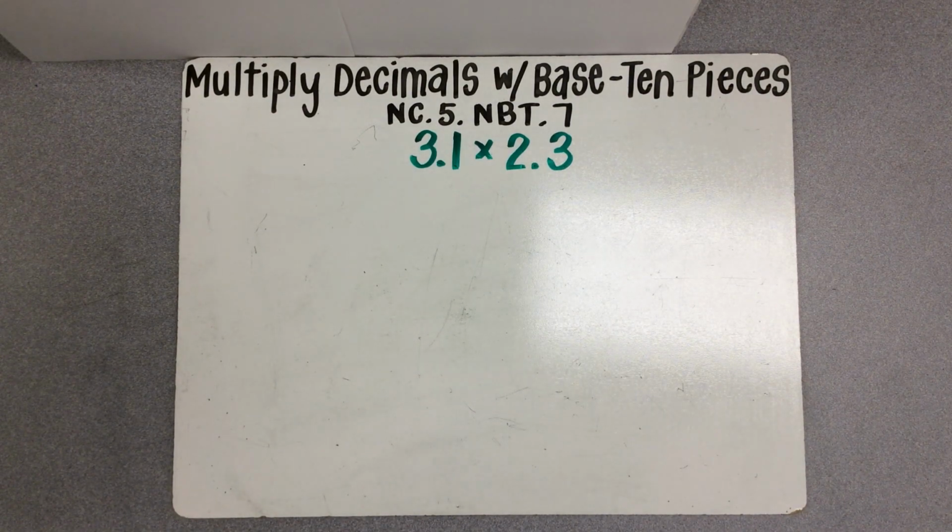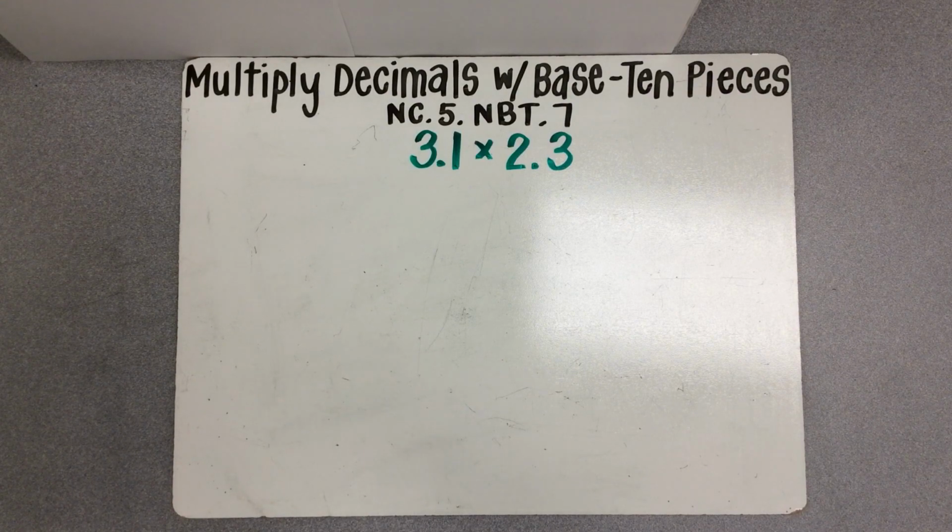In this video, we will look at multiplying two decimal numbers with base 10 pieces. The focus of this standard is using models, drawings, and strategies based on place value to compute problems. Here we'll look at finding the product of 3 1/10 and 2 3/10.